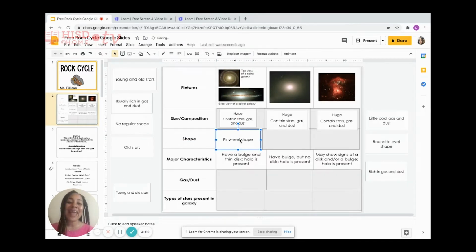But what about an elliptical galaxy? What could we describe an elliptical galaxy shape as? Yes, an elliptical galaxy has an oval or round shape. Now here's a tough one. What about this irregular galaxy? What shape does it have? Absolutely. An irregular galaxy has no shape. That's why it's called an irregular galaxy.